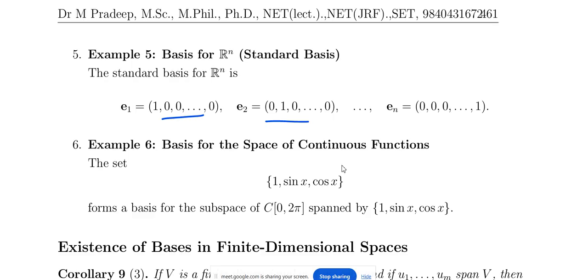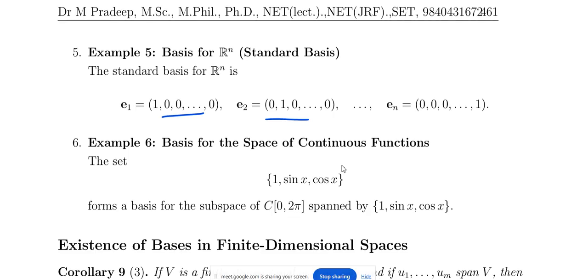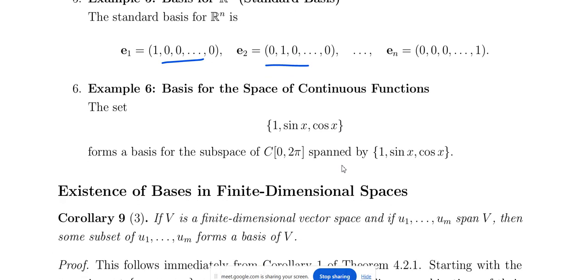And the basis for the space of continuous functions. So for continuous functions, the basis is the set 1, sin x and cos x. 1, sin x, cos x form a basis for the space C[0, 2π], spanned by 1, sin x, cos x. That means, what is the idea? A continuous function on the interval [0, 2π] is spanned by these.